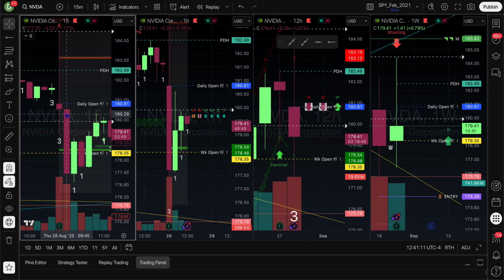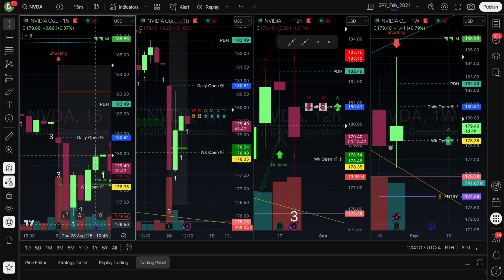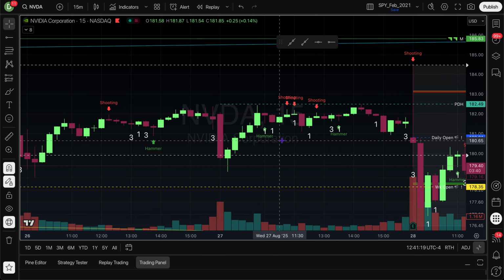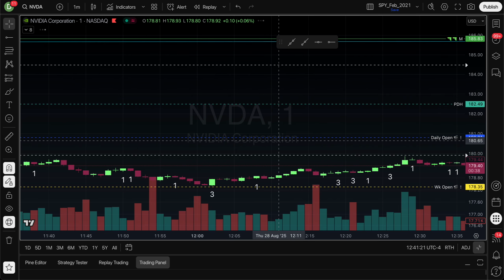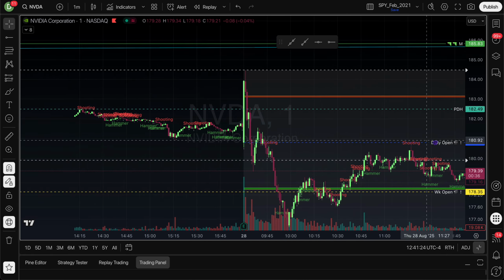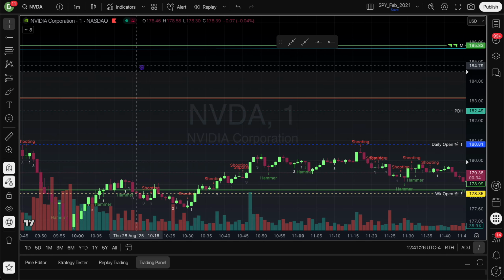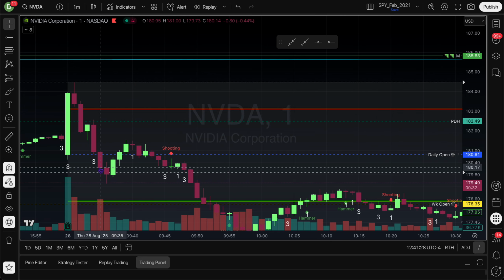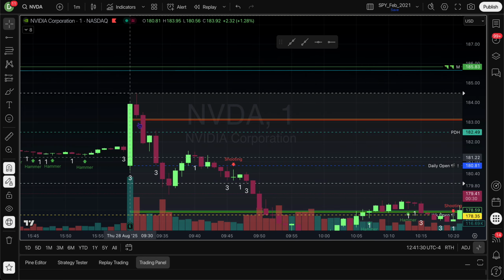Right out the gate, if Nvidia opens here, it shoots up aggressively. So let me just make this something like on 1 minute, so you can see it a lot better. Right out the gate, Nvidia flips the day red to green and then goes for the moon. So what I did is I added to those swings. The swings were down. I added to those immediately.